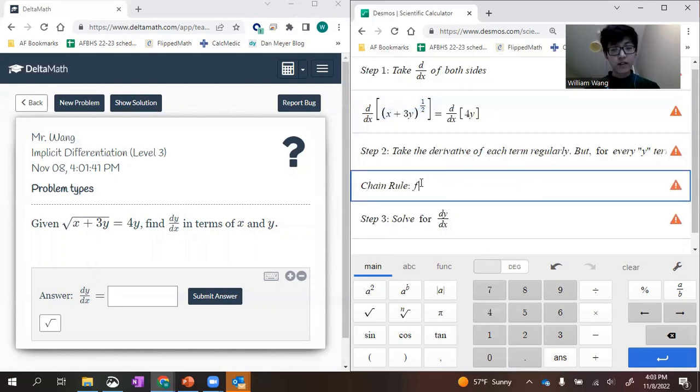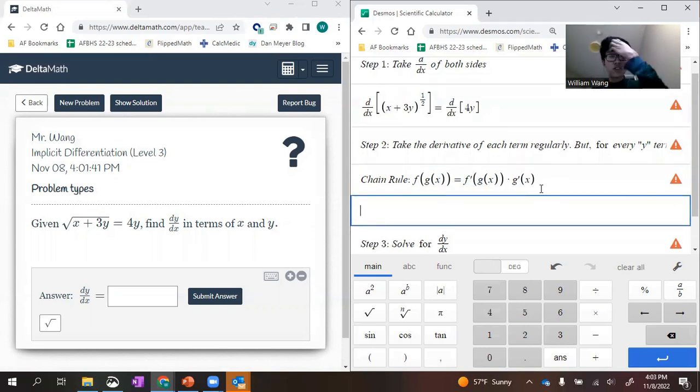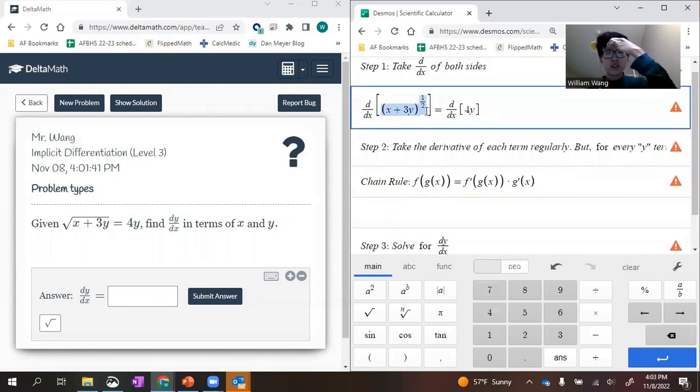Chain rule is if I have a function within a function, in this case g of x is inside of f of x. What do I do? Well, I take the derivative of the outside function, I leave the inside the same, then I multiply by the derivative of the inside function. So just for this first term, which is kind of a long term because it's all in this 1/2 power thing, all in these parentheses, I need to do chain rule.